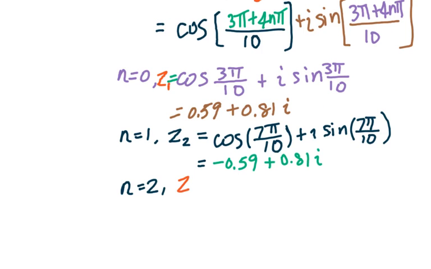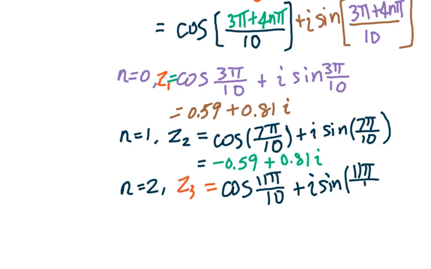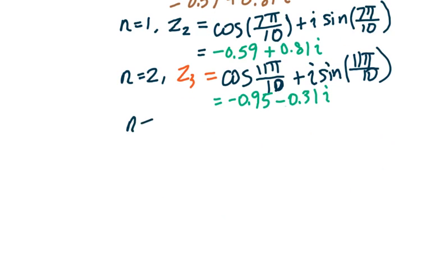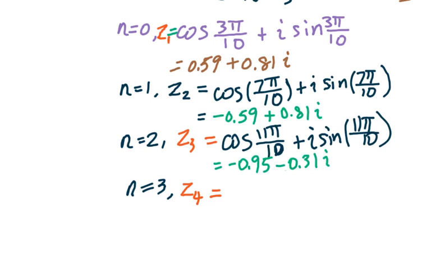So when n equals 2, we got Z3 equals cosine 11 pi over 10 plus i sine 11 pi over 10. Negative 0.95 minus 0.31i. So when n equals 3 and Z4 equals, you could see the pattern. This is a 3, I go to 7, from 7 go to 11. That means basically I just add 4.